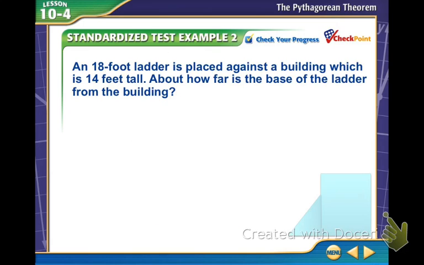Okay, pause your video and find the length here of how far the base of the ladder is from the building. You're going to find that this one's a little different. We're not missing the hypotenuse, or the C, we're missing one of the legs. So I chose to write down B is missing.